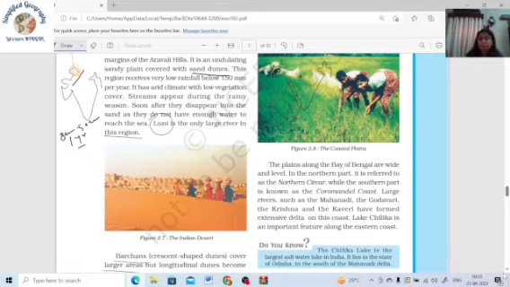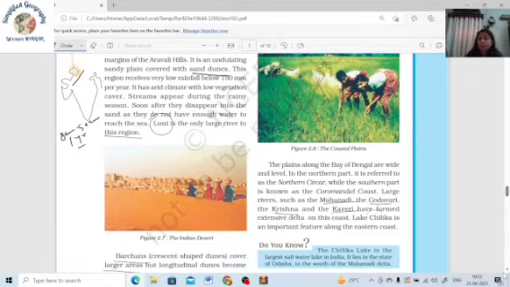The northern part is referred to as Northern Circars. Then the southern part is the Coromandel coast. So Northern Circars and Coromandel coast, these are the two bifurcations we have. Large rivers such as Mahanadi, Godavari, Krishna and Kaveri form extensive deltas on the coast.